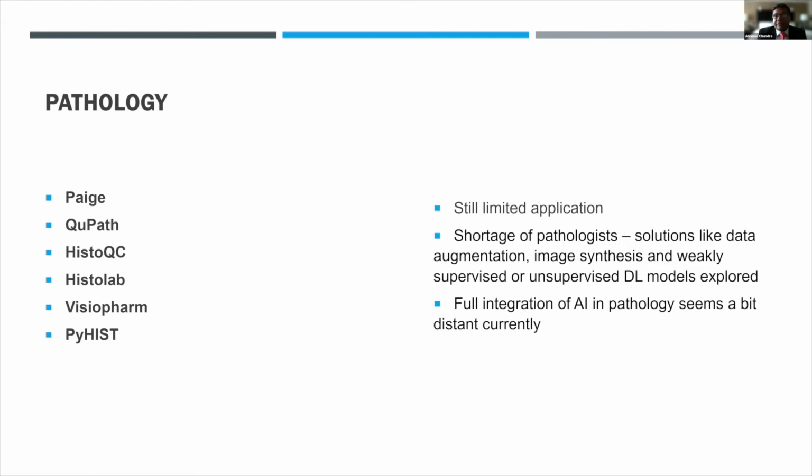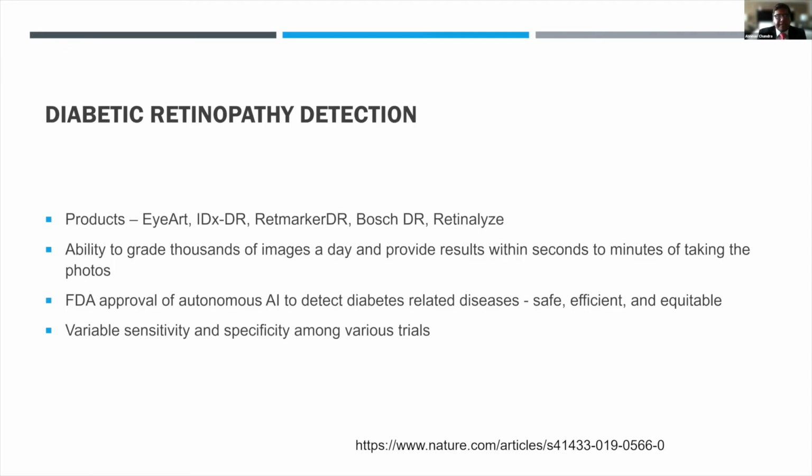One area where we have had success, and where there is quite a lot of literature, is diabetic retinopathy detection. This is a monotonous task where you look at images and try to detect disease. There are a lot of products, which I have listed over here, that handle thousands of images a day, and AI can provide results within seconds to minutes of taking the photos. There has been some FDA approval of autonomous AI to detect diabetes-related diseases. These have been found to be safe, efficient, and equitable, but they vary in their sensitivity and specificity among various trials.